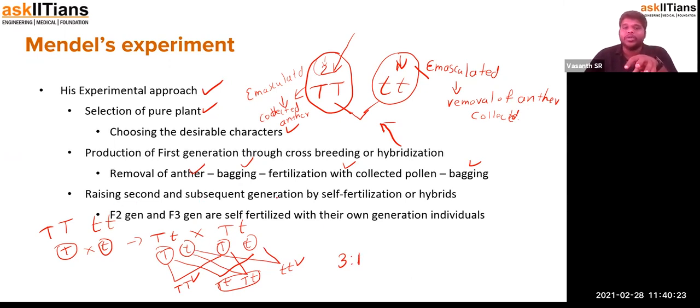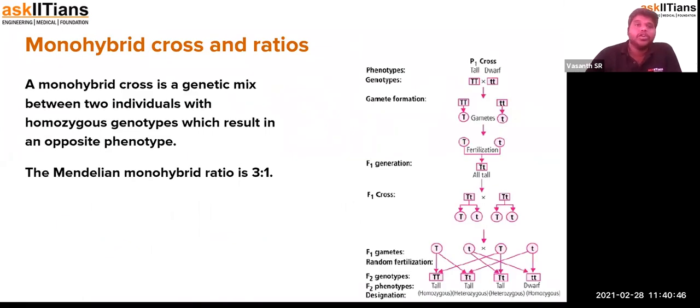So he raised the second and subsequent generation by selfing or forming hybrids. So F2 generation, F3 generation are self-fertilized with their own generation individuals. So that is what I have done an example for you. This was the approach taken by Mendel himself. In this case, he tried to explain the monohybrid cross. Monohybrid cross, mono means single character. Hybridization done with the help of a single characteristic.